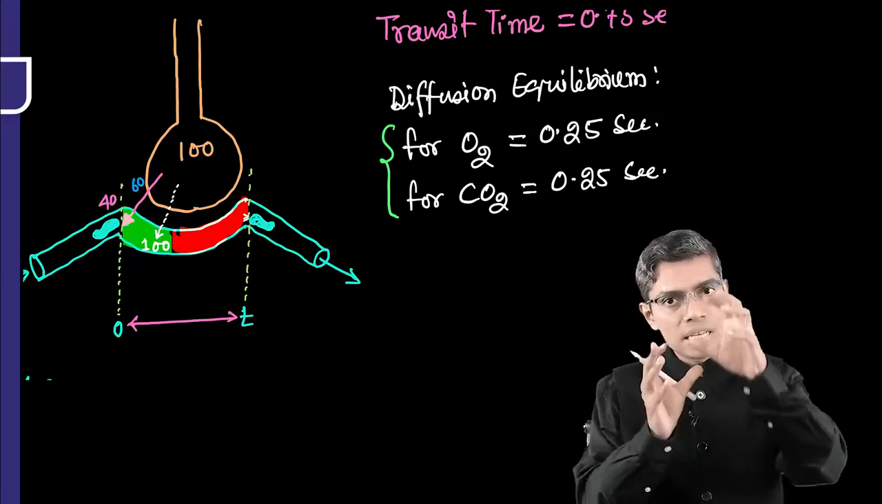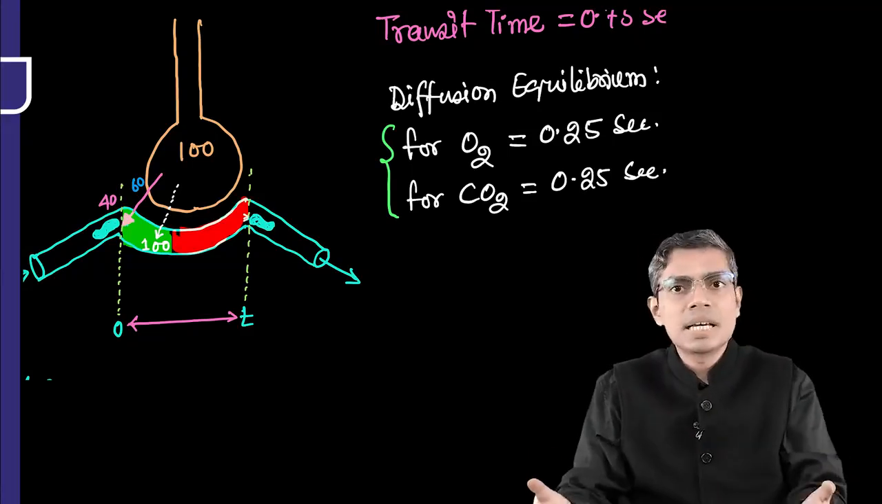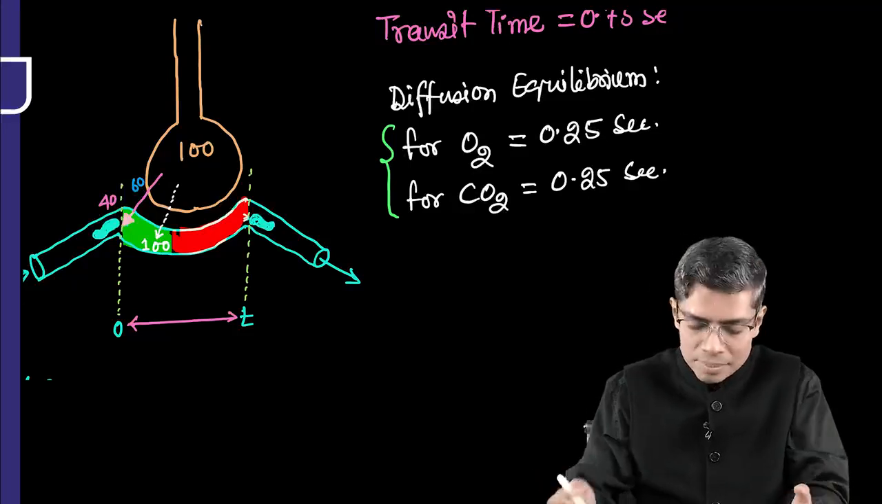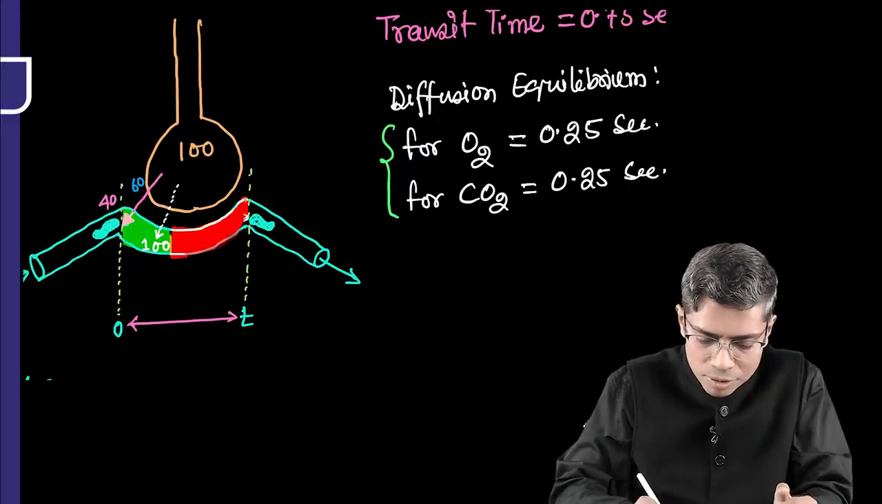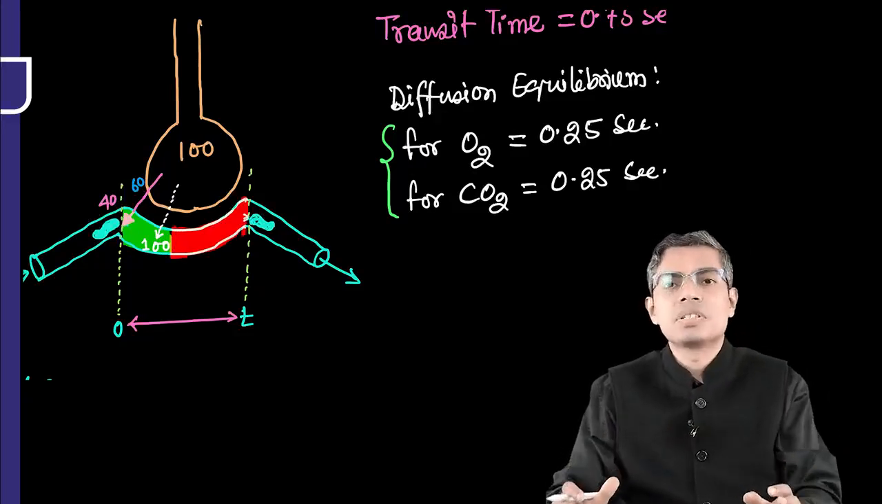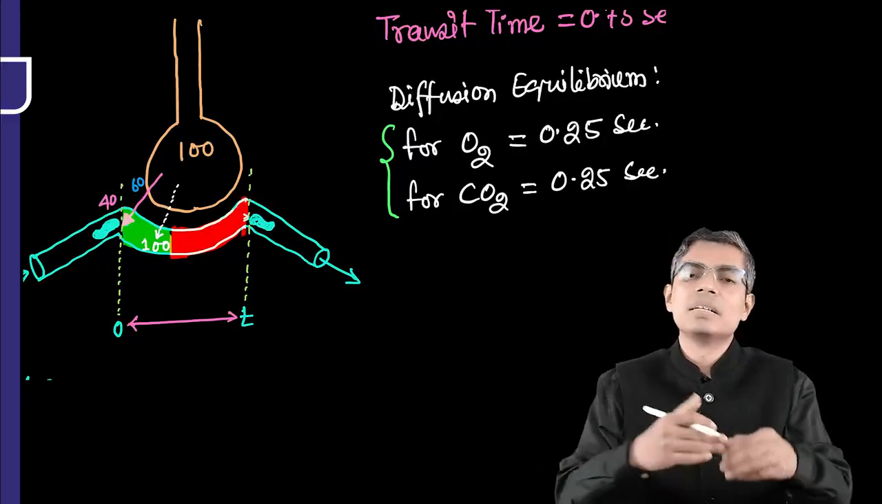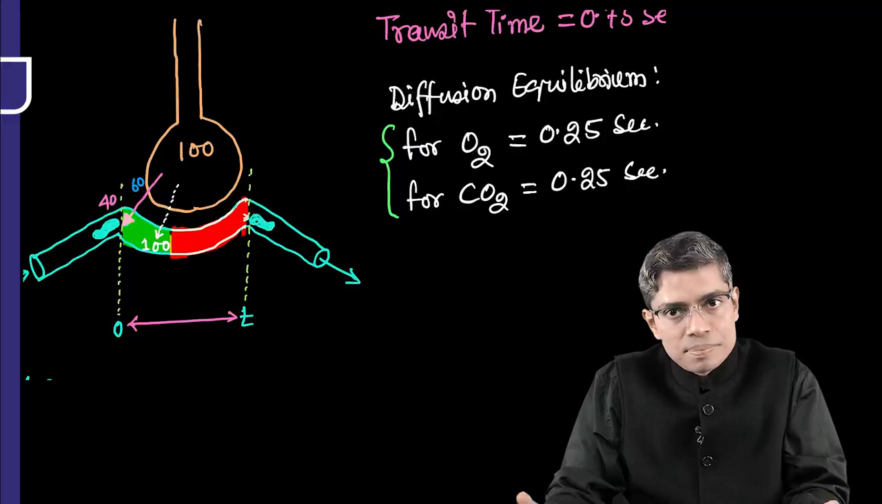Whenever the partial pressure is equal between these two regions, then we can understand that diffusion is not going to happen. That means in the remaining 2/3 zone of this pulmonary capillary there is absolutely no diffusion of oxygen at all. Before that, the diffusion equilibrium has already been reached.